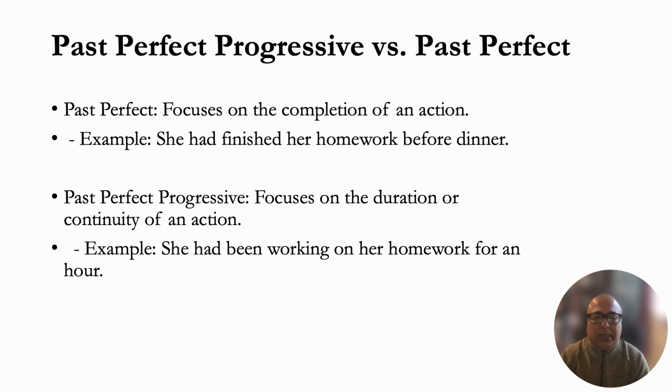But here, in the past perfect progressive, it does not say she had worked on her homework for an hour. That would be a different tense. This says she had been working. So remember that ing form, the verb, is very important, is the center of this past perfect progressive tense. She had been working on her homework for an hour.